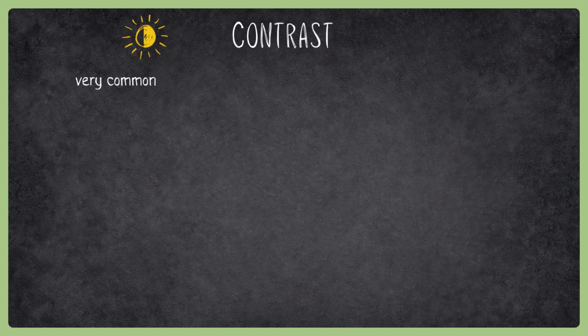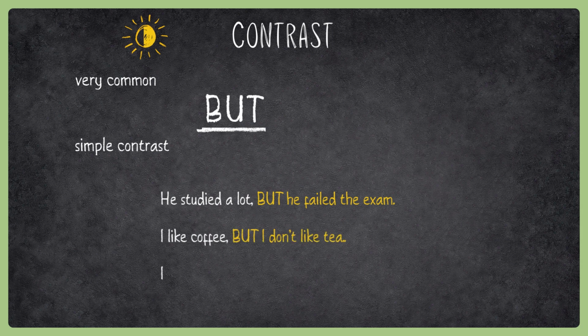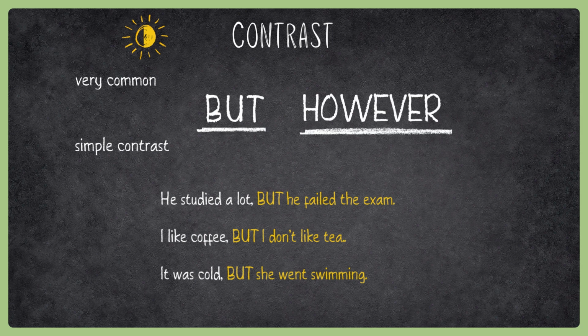A very common and simple connector you already know is but. Listen to these examples. He studied a lot, but he failed the exam. I like coffee, but I don't like tea. It was cold, but she went swimming. And you probably also know, however. It's a bit more formal and we often use it in writing.